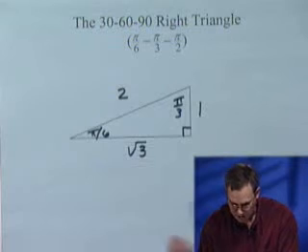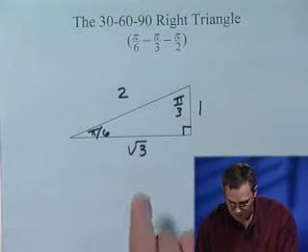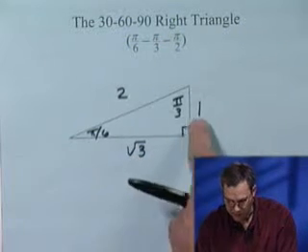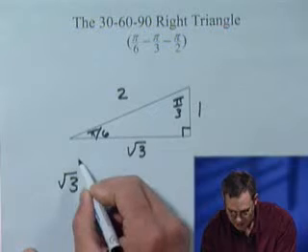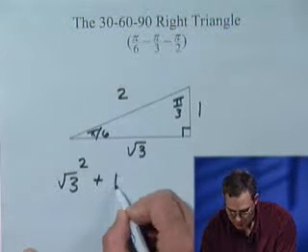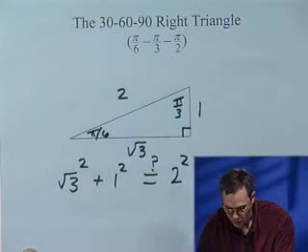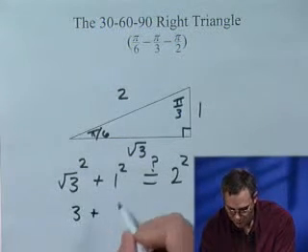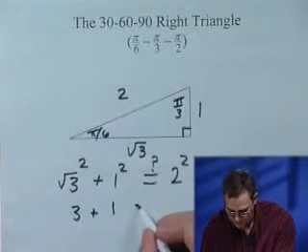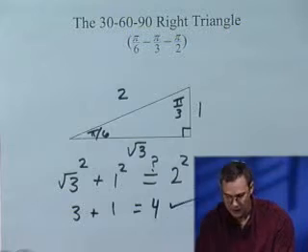Now let's make sure that this makes sense to us. Let's see if it satisfies the Pythagorean theorem. In other words, let's see if a squared plus b squared equals c squared. We'll just check it out. So let's see, a squared plus b squared, does that equal c squared? Square root of 3 squared is 3. 1 squared is 1. And 2 squared is 4. And yes, 3 plus 1 is 4.